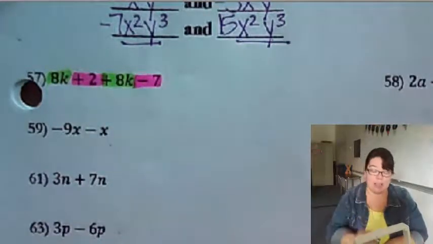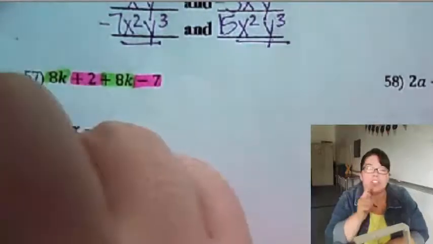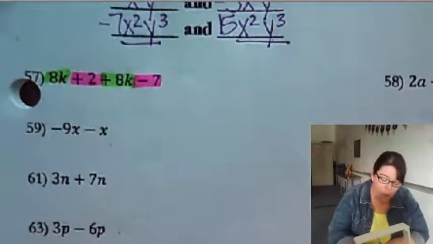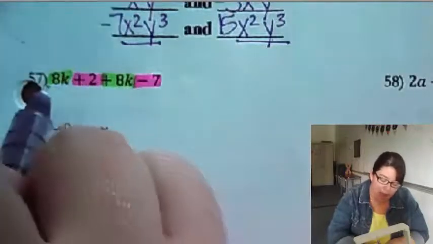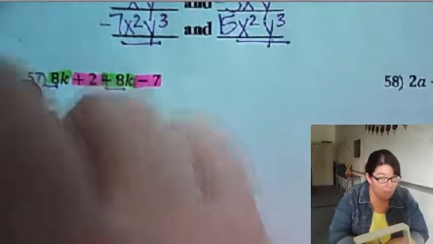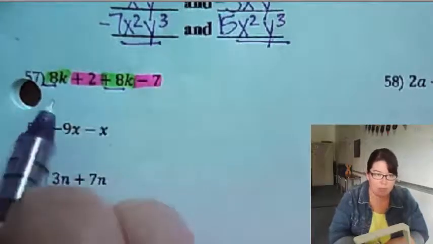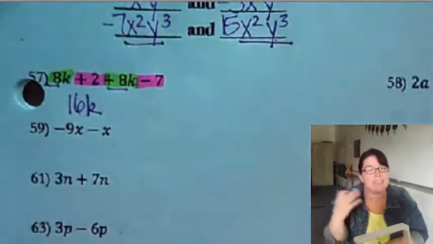Now I can go back and combine. You always start with your variable terms. So we're going to start with our green terms, our k terms. I have positive 8 and positive 8. When I combine those together, I'm trying to keep my hand out of the way here. When I combine those together, I'm going to get positive 16, and the k tells me what term I'm talking about. This is the k term.